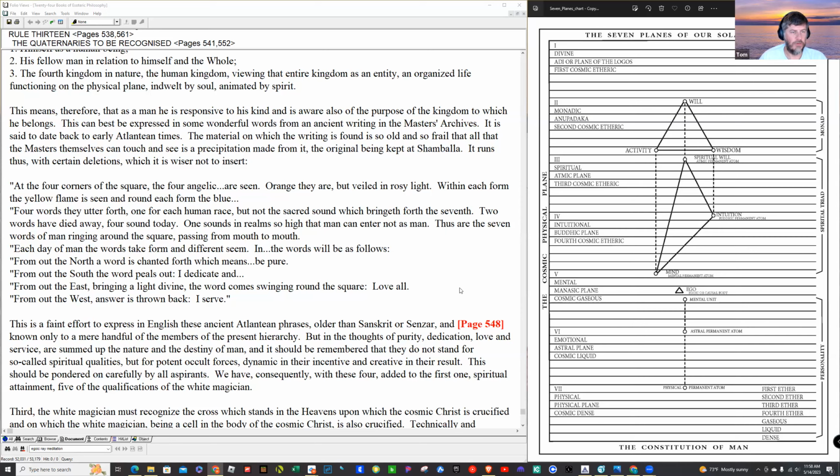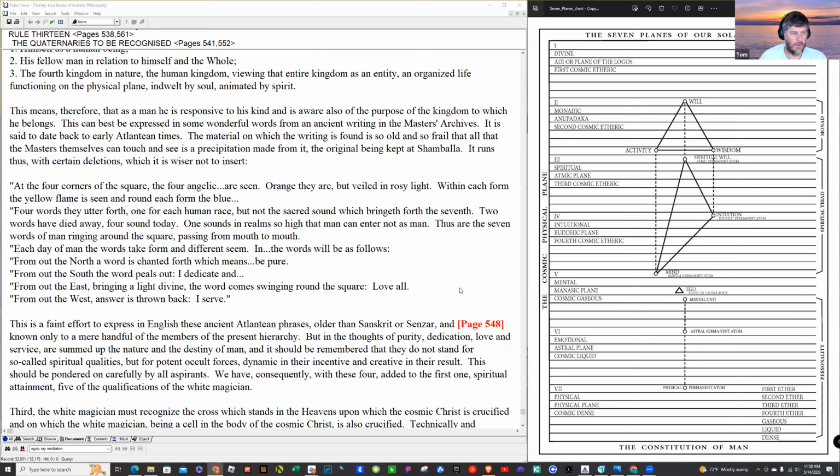This can best be expressed in some wonderful words from an ancient writing in the Master's archives. It is said to date back to early Atlantean times. The material on which the writing is found is so old and so frail that all that the Masters themselves can touch and see is a precipitation made from it, the original being kept at Shambhala. It runs thus, with certain deletions which it is wiser not to insert.